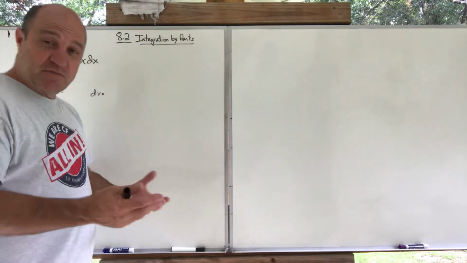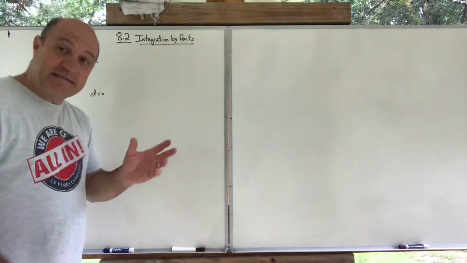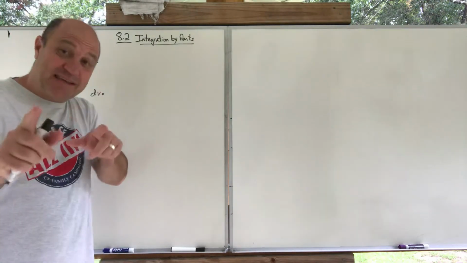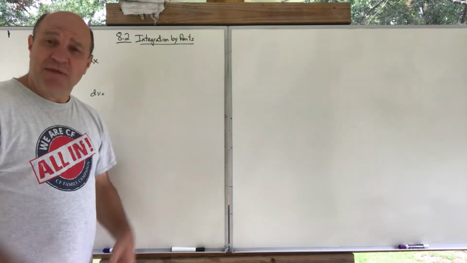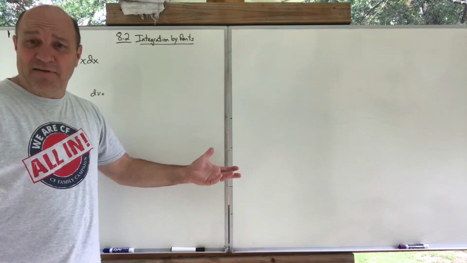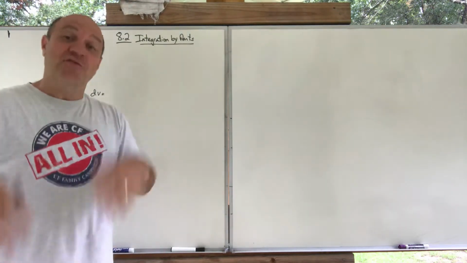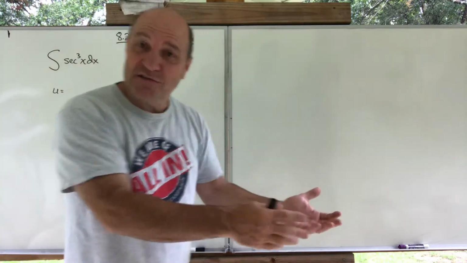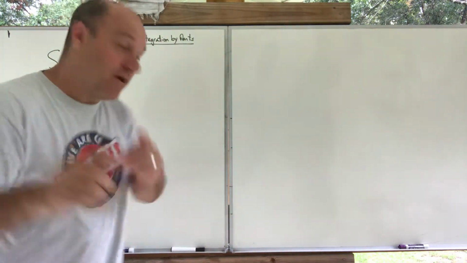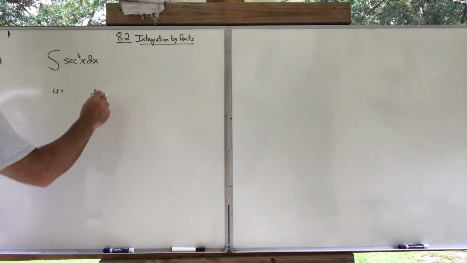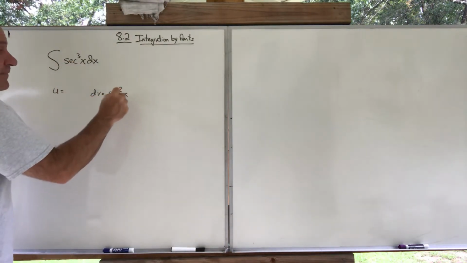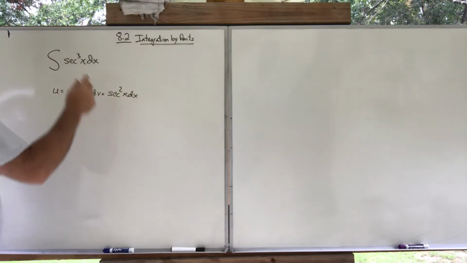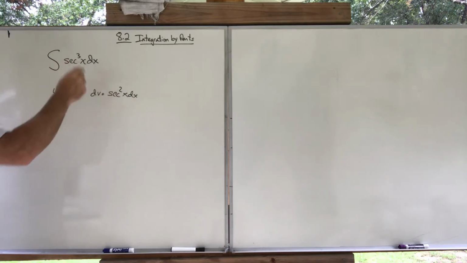And so I'm going to split it up and think of it as a secant times a secant squared. And secant squared is going to be my dv because secant squared is so easy to integrate. Because the derivative of tangent is secant squared, so the integral of secant squared is tangent. So that's the strategy. I want dv to be secant squared. Well, if dv is secant squared dx, that leaves u to be a secant.